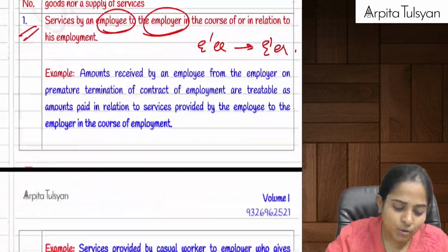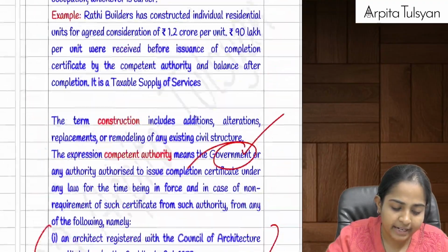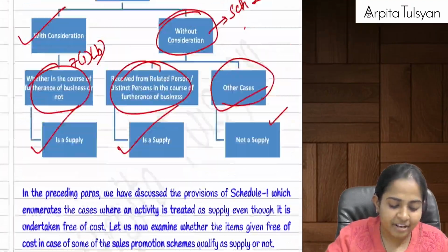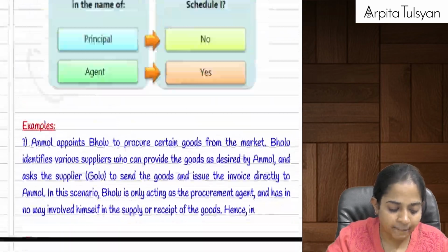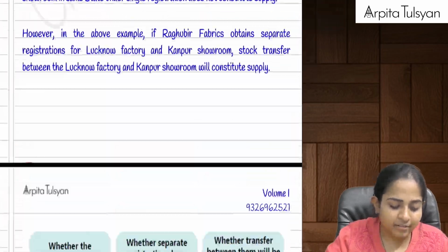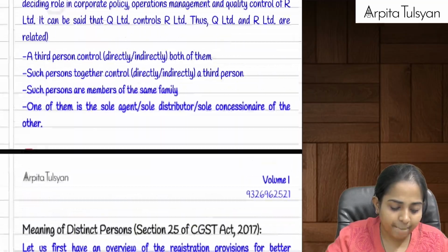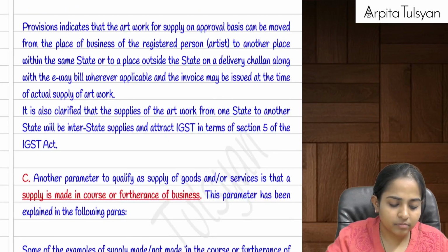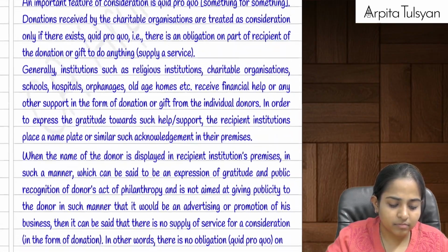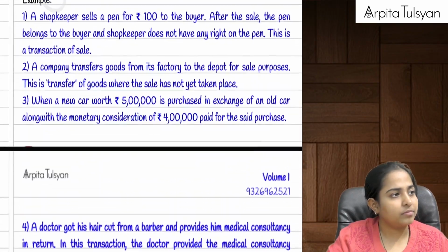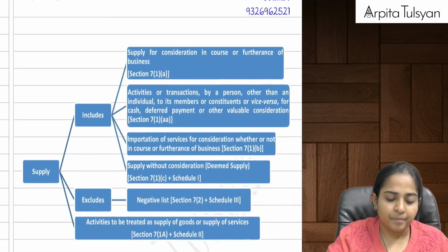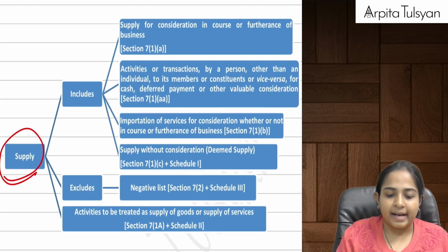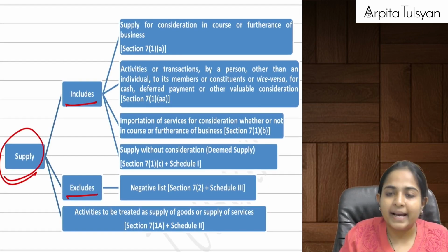I'll just show you a summary thing. See if you can recollect with the help of this. We started from section number 7.1a. Can you see this table, everyone? Yes. Now here we are talking about supply, what supply includes and what supply excludes.